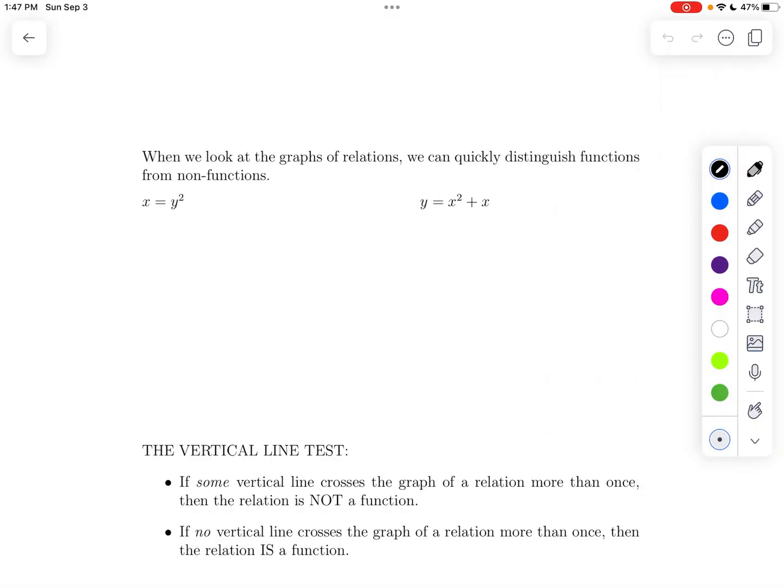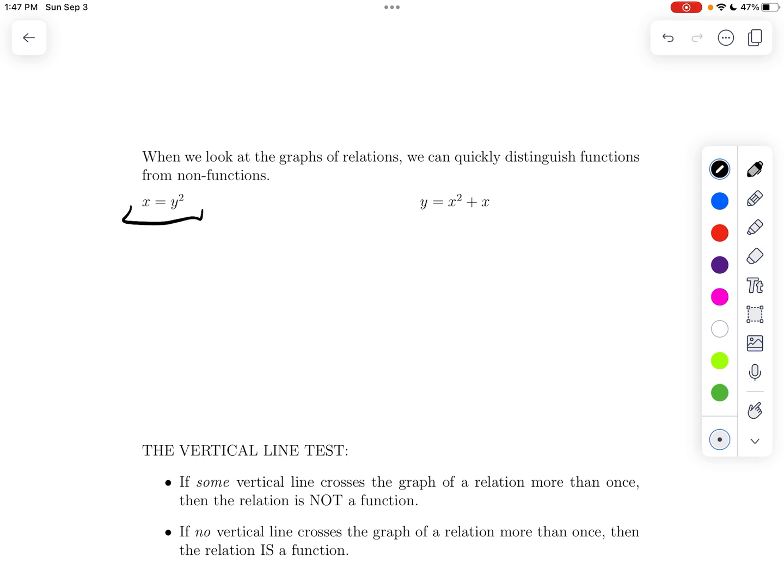Hello everyone. In this video I'll be doing the second part of section 2.1. We had talked about relations, we had talked about functions. A function is a kind of relation where each input gives us only one output. So we always, in theory, know what we're going to get. If we look at graphs of relations, we can quickly distinguish the functions from non-functions.